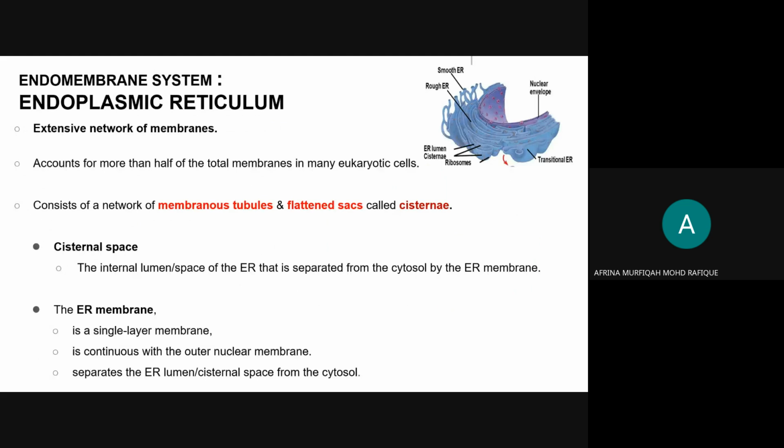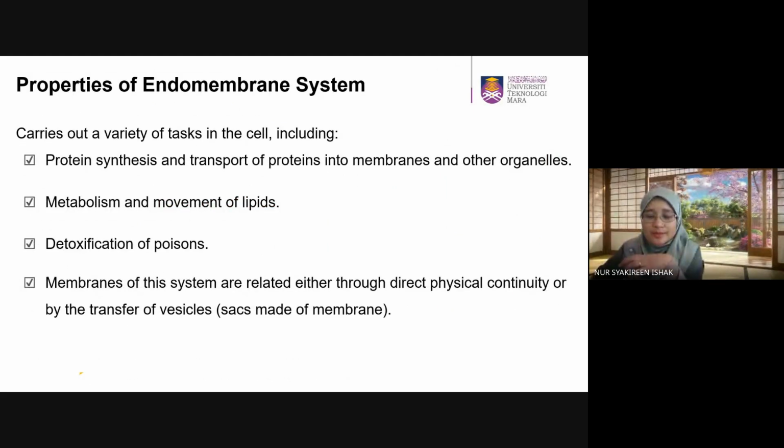All right, thank you. Okay, so basically the endomembrane system involves organelles and also structures within the cell whose membranes are continuous, or connected to one another either continuously or discontinuously. This slide shows the properties of the endomembrane system, which carries out a variety of tasks in the cell, including protein synthesis, transport of protein into membranes and other organelles, metabolism and movement of lipids, and detoxification of poisons.